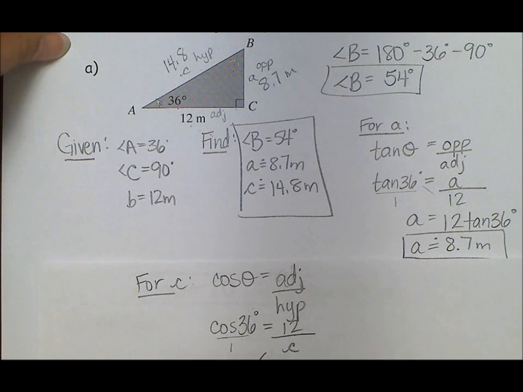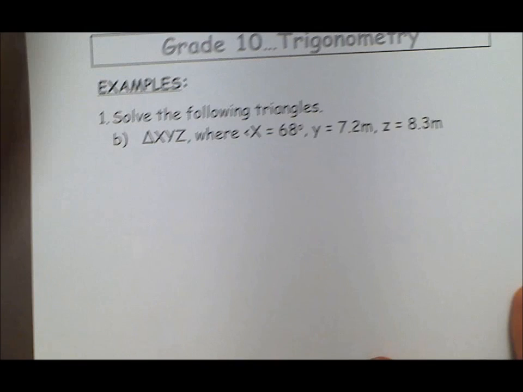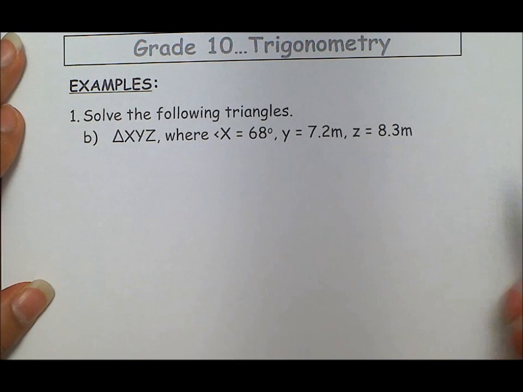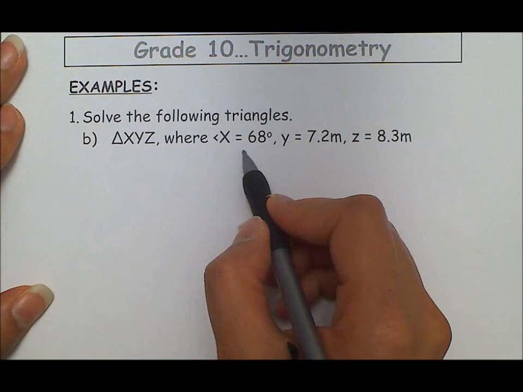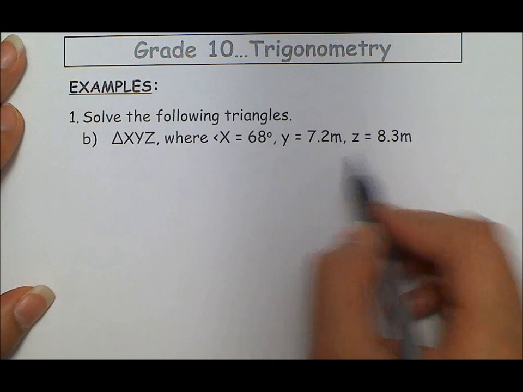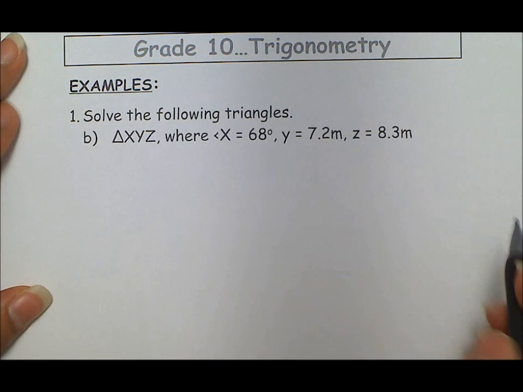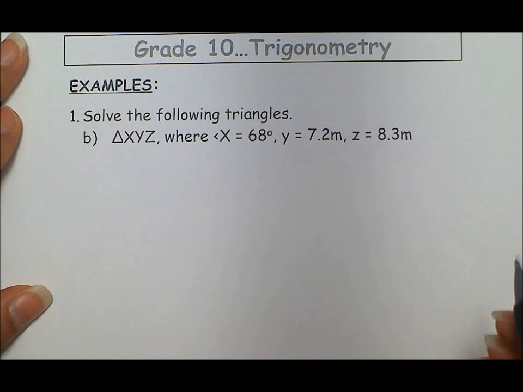Okay, the last example that we have here is solving another triangle. This time you're given the information, you're not given a diagram. And so we're told angle x is 68 degrees, little y is 7.2, and little z is 8.3 meters. And so one of the things to recognize is because it doesn't tell you that there's a 90-degree angle, you can't assume it's a right angle triangle.